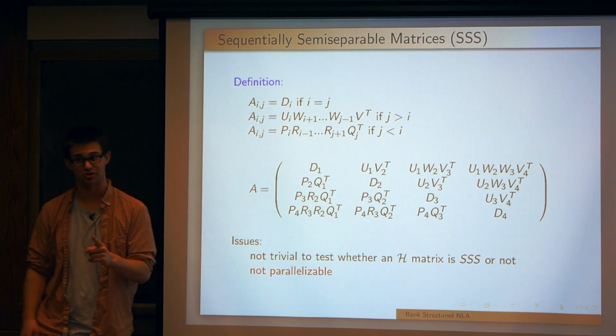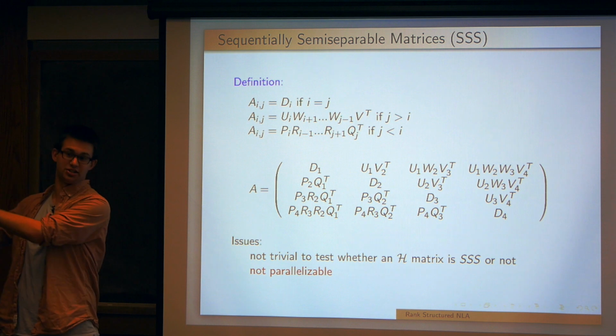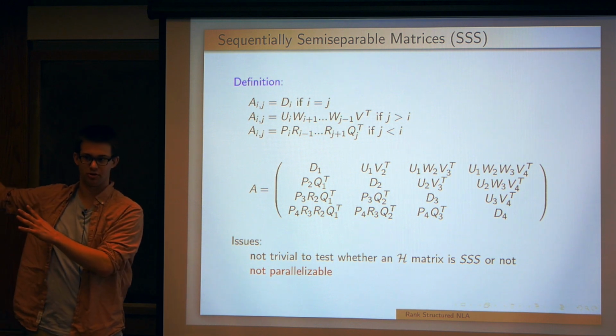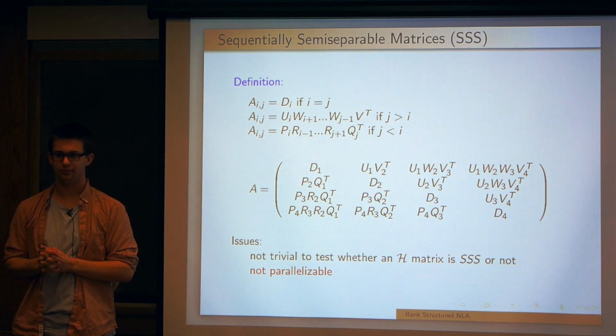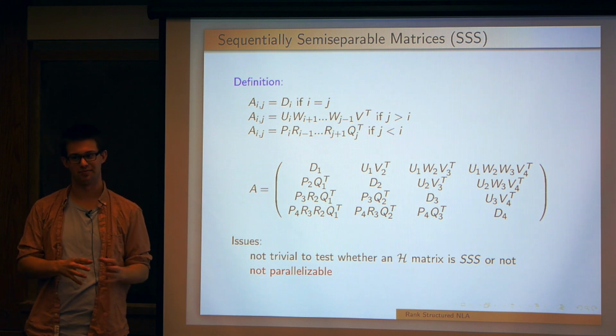Where with HSS matrices, it's a very easy, one more criterion to check, and it's HSS, which is the one I'm about to introduce. You're saying checking whether an H is HSS is much easier. It's much easier than checking whether an H is SSS.